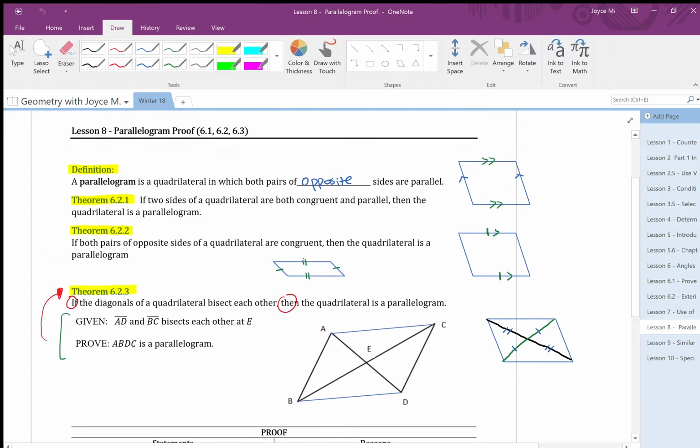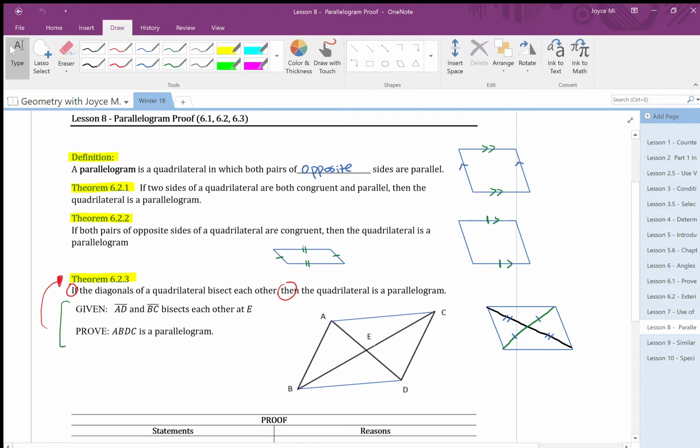Now, that leaves us three choices. I can either use the definition to prove this theorem, where I need to show the opposite sides are parallel right here. Or I could also use theorem 6.21, where I need to show two sides of a quadrilateral both congruent and parallel, which is this option over here. So to prove that it is a parallelogram, I use either one or two. It's totally up to you which one to use. If I use the first one, I need to make sure opposite sides are parallel. That's what I need to show. If I use the second one, the theorem, then I need to show that one pair of opposite sides are both parallel and congruent, then it's a parallelogram.